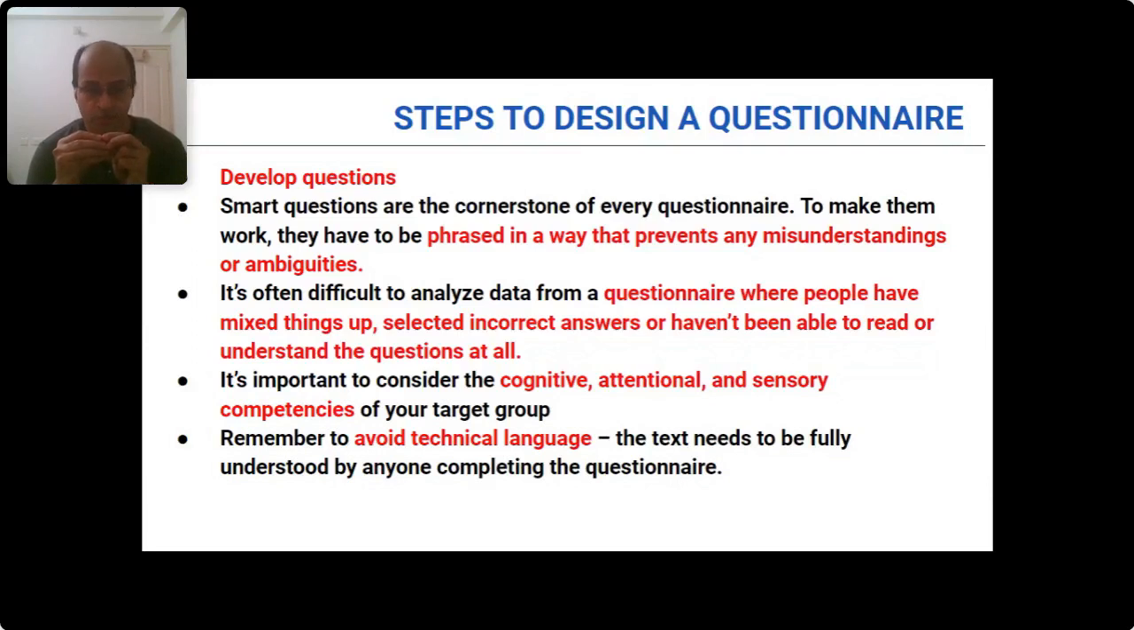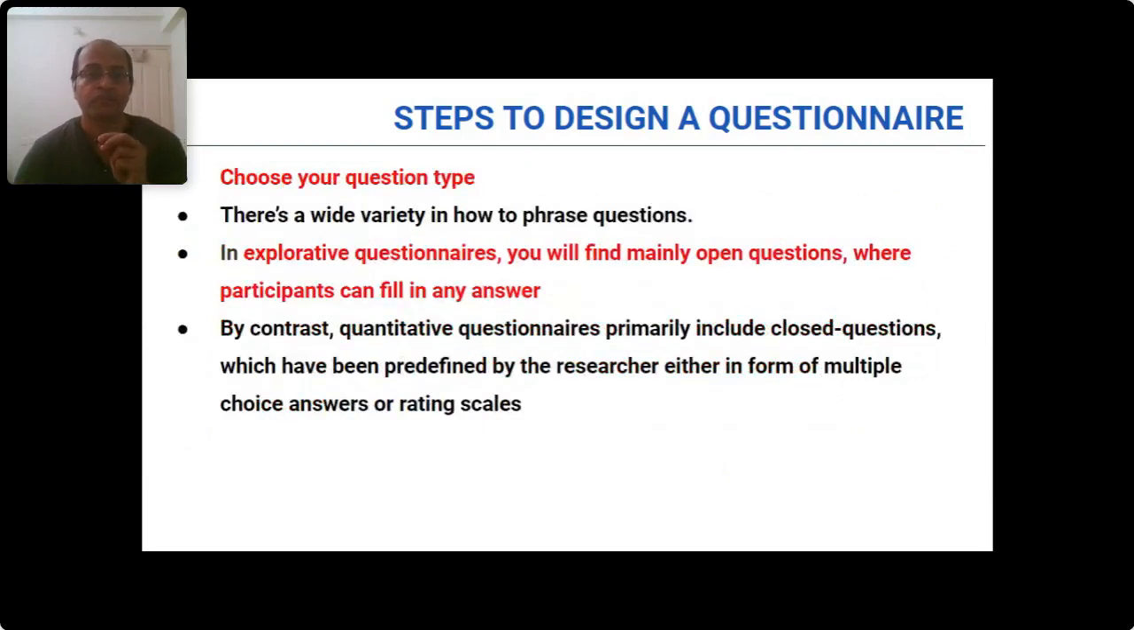On the other hand, it should be smart and should not have any ambiguities or confusions, so that people understand and answer your questionnaire very clearly. Then, what is the nature of the questions that are needed? What questions do you choose? There are two kinds of questions you have here. They are called open-ended questions and closed-ended questions.